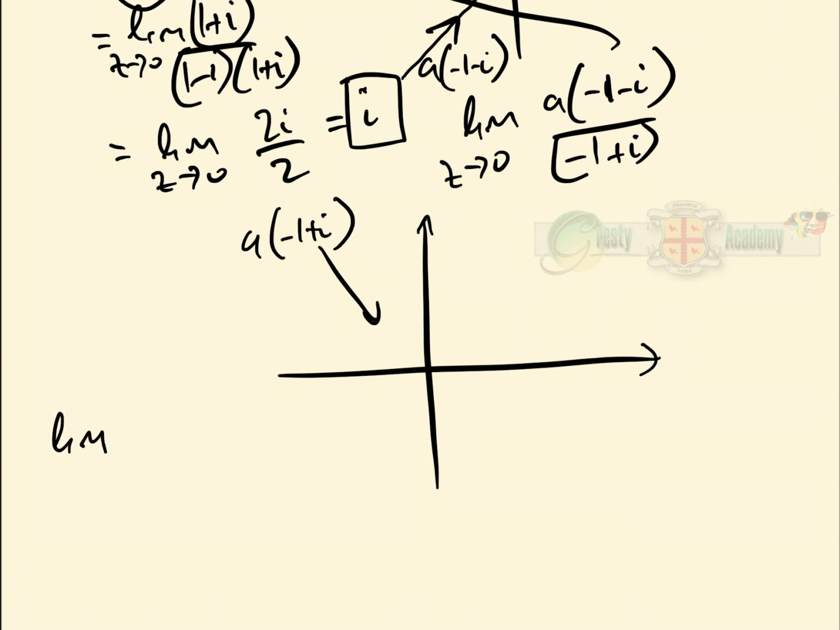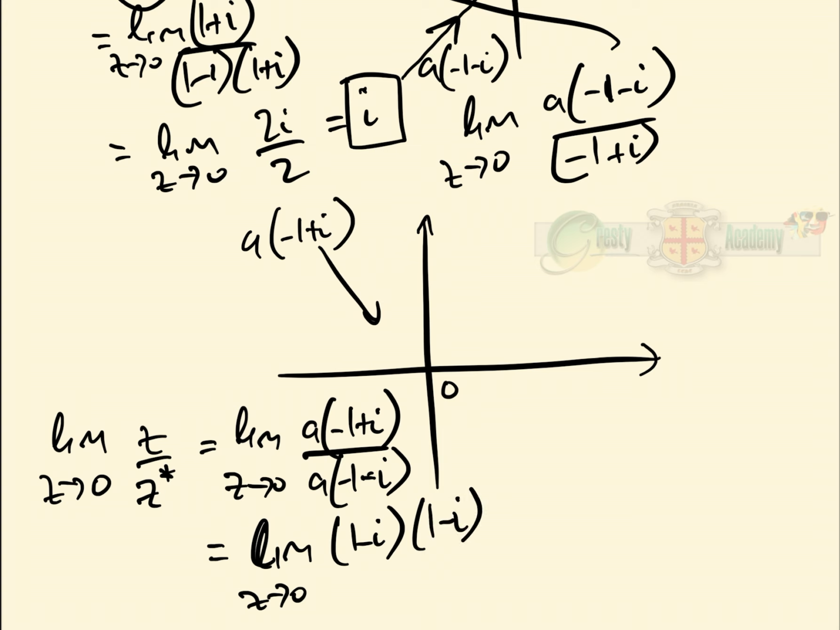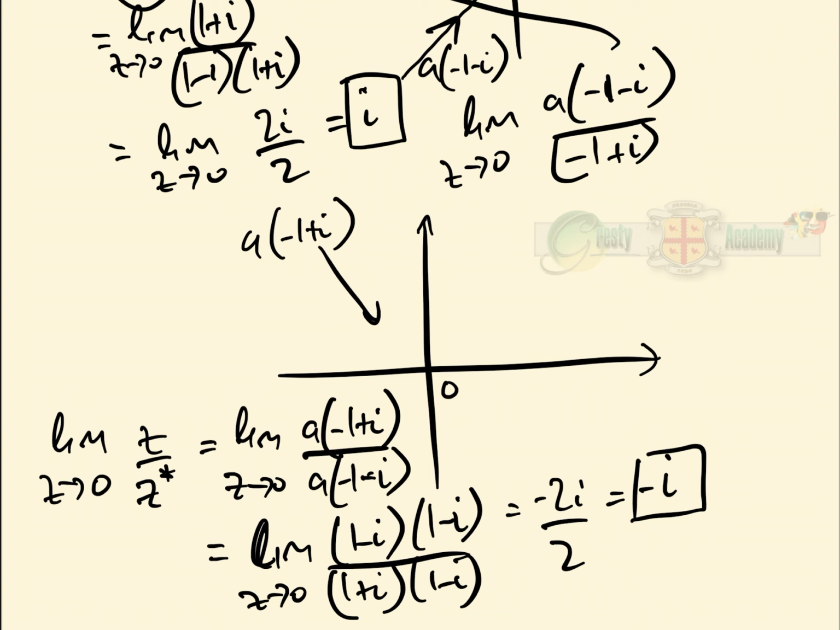Okay, so if we approach from there, then we have the limit as z approaches 0 of z over z conjugate equals the limit as z approaches 0 of (-1 + i) over its conjugate, which by definition is (-1 - i). Just multiplying by the conjugate at the bottom gives us the limit as z approaches 0 of (1 - i) over (1 + i)(1 - i), which is -2i over 2, which is -i. So now we've got yet another value, this time coming from here.